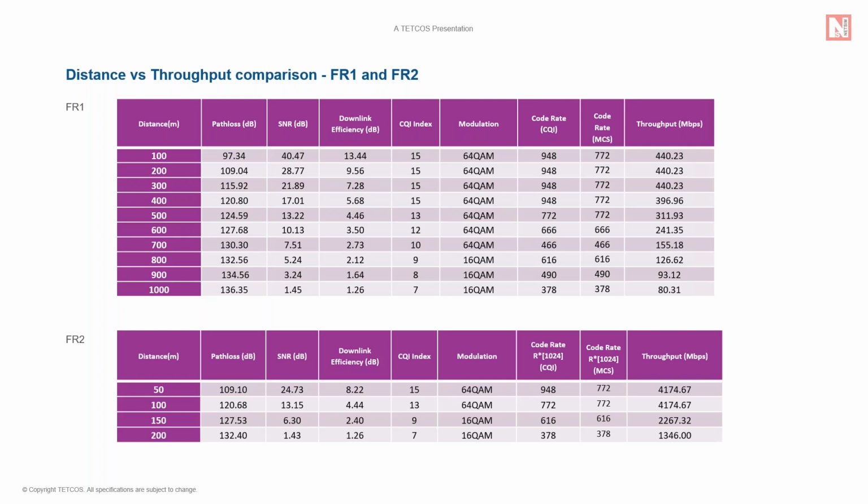If you compare the results of FR1 and FR2, one can notice that the drop in FR2 throughput versus distance happens at a much faster rate. In FR2, as we reach 200 meters, we see that the throughput has dropped from 4 Gbps to 1.3 Gbps. That is an almost 75% throughput drop when the distance goes from 50 to 200.